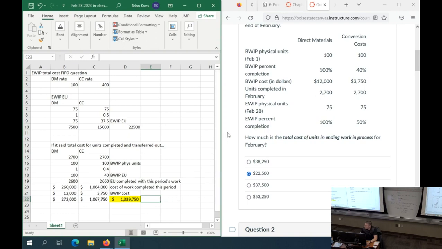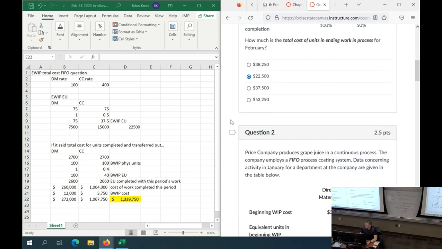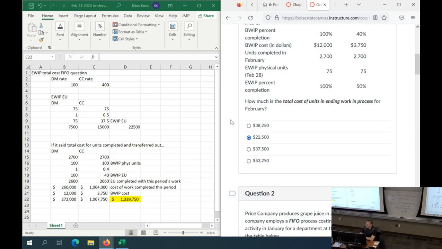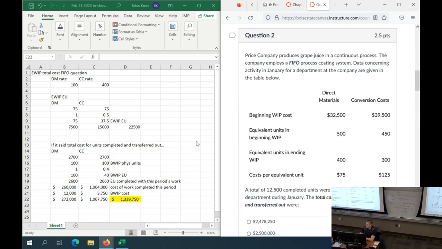Okay. And we'll have questions like that as we go on. Other questions about this one? Number one? No? Okay. In the past, I tend to think of this kind of question, the FIFO cost of units completed and transferred out, especially if you have to do steps 1, 2, and 3, as the most difficult kind of question in the class.